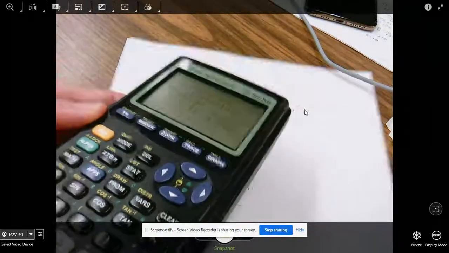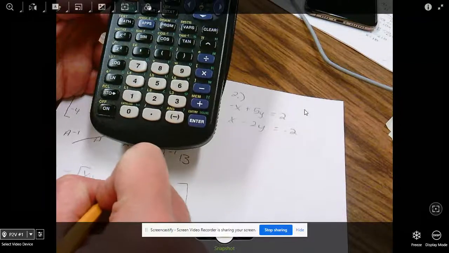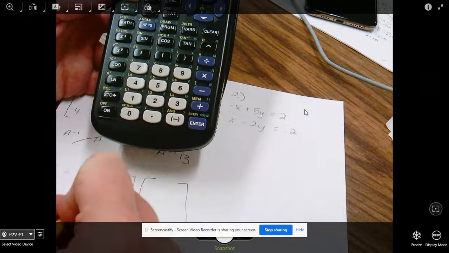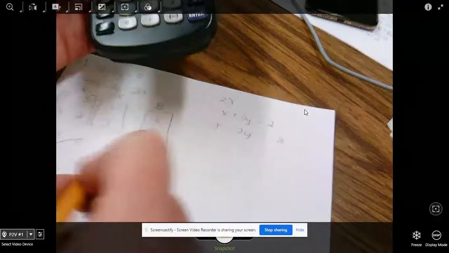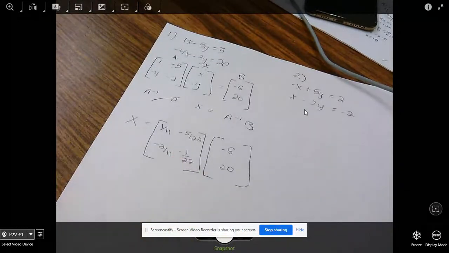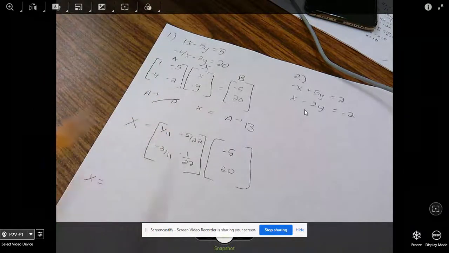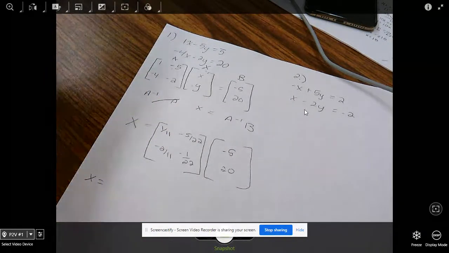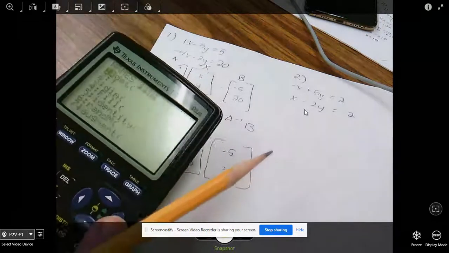So matrix X is 1/11, -5 over 22, -2 over 11, and -1 over 22. And I'm going to multiply that by -5, 20. Okay, order matters what side you're putting the inverse on. Well, I don't want to actually physically do all this, so I'm just setting it up, showing you. I'm going to do this again, but I need matrix B now in there. The calculator is actually going to do the work for me.